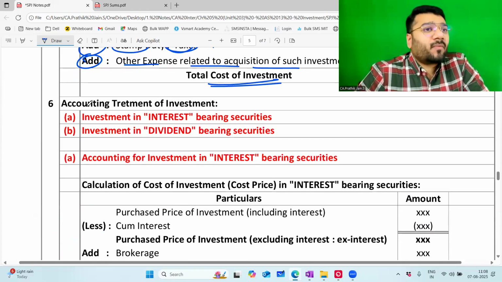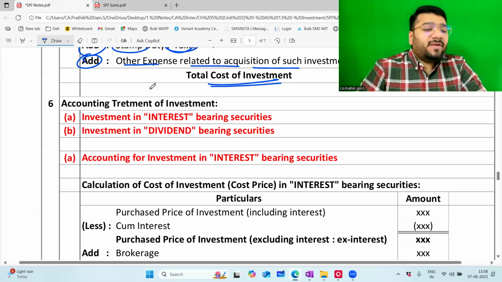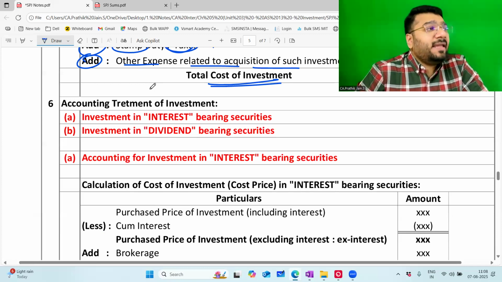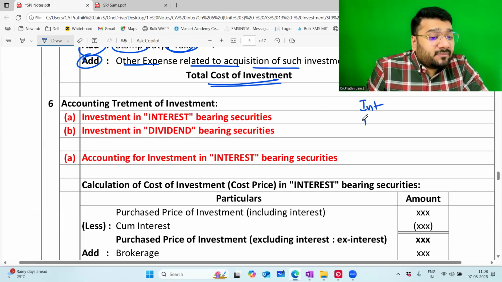Now, AS 13 gives you the accounting guidance with respect to two types of securities. Please tell me, investment is done by any enterprise with the sole intention to earn income from interest, dividend, rent, capital appreciation.